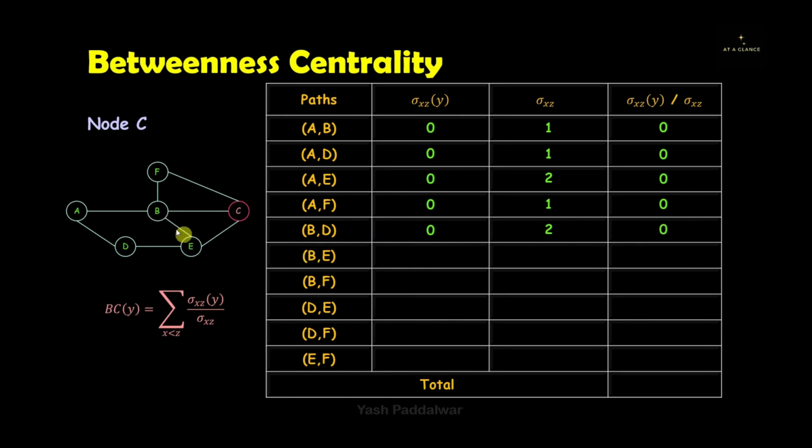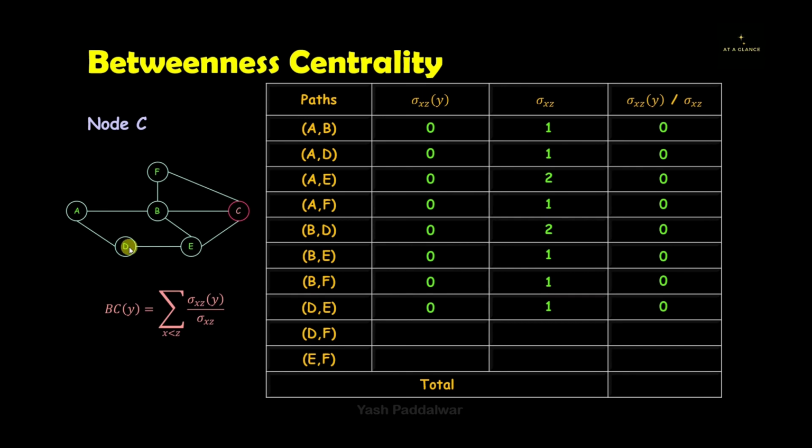The next path is B to E. You can see that B is directly connected with E. Hence the centrality measure of BE will be 0. Next is BF. The BF nodes are directly connected with each other, hence 0 will be the centrality measure. Next is DE. Again DE is directly connected with each other, hence the centrality measure of DE will be 0.